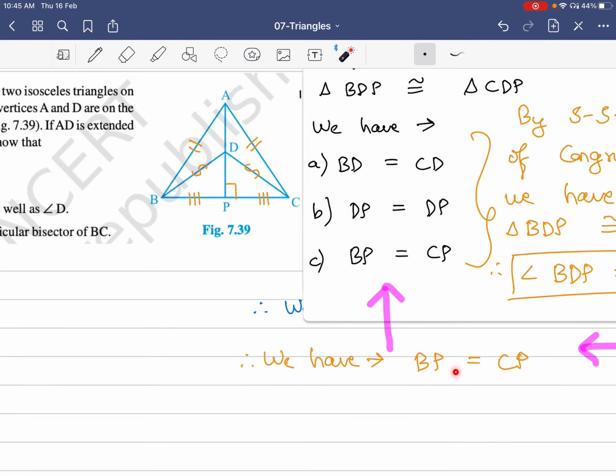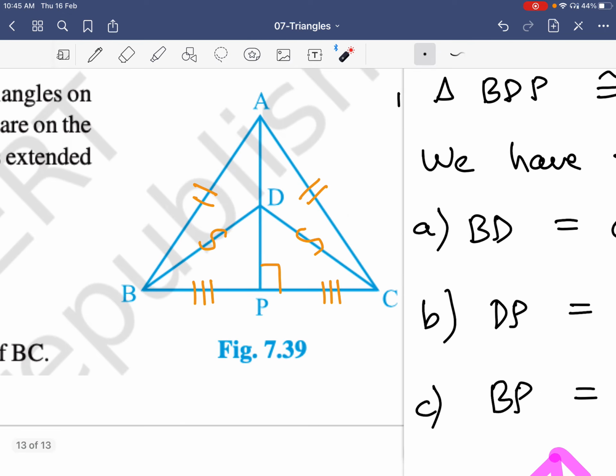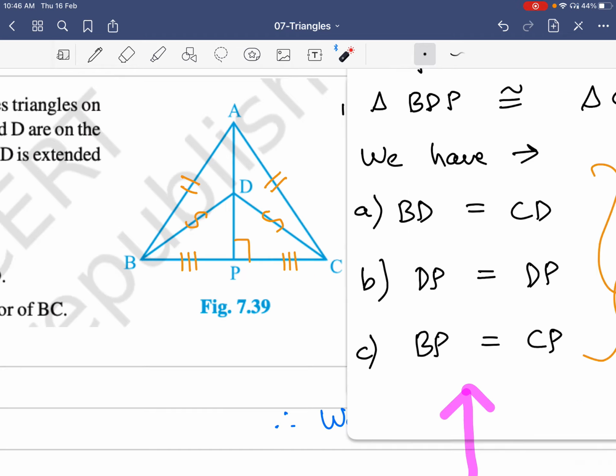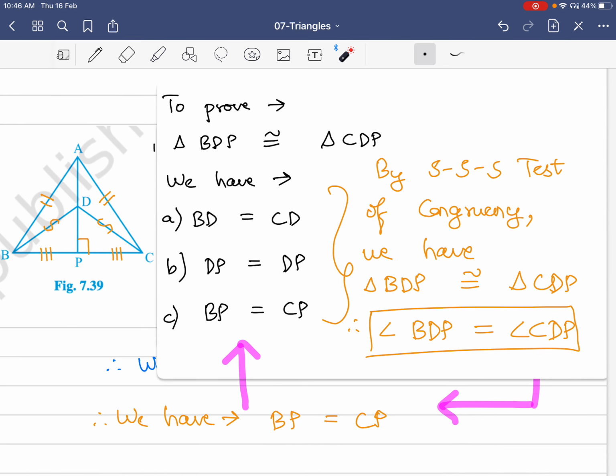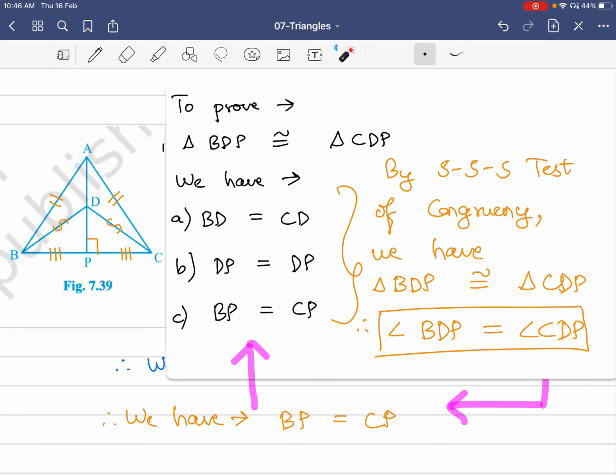BP is equal to CP. So BP is already equal to CP. That is already shown. So AP definitely is a line bisector of BC. But the additional information that we want to prove is that it's a perpendicular bisector, which means this angle has to be 90 degrees. Now again, that's a very simple thing to prove because we already have this. BDP is congruent to CDP, right?